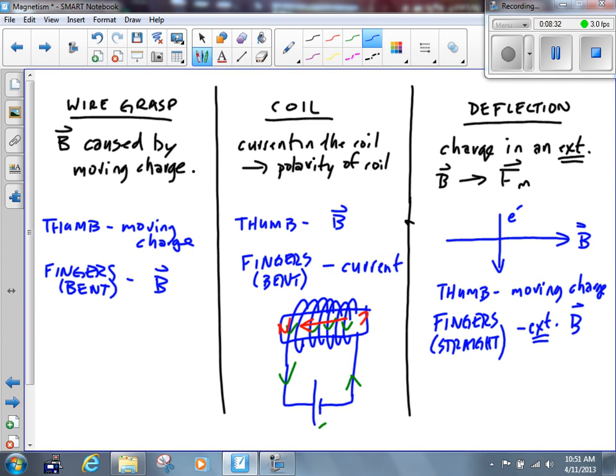My palm, that's the third variable that we have in our hands here that we haven't used yet. The palm is going to automatically point in the direction of the magnetic force. So thumb down the page, fingers to the right of the page, palm is going to point into the page. That makes some sense?